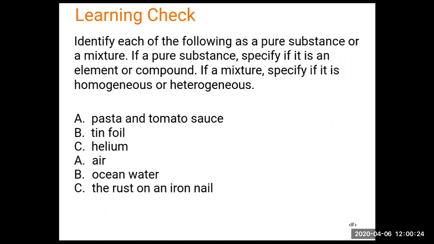Helium is also found in the periodic table. So really, when you want to decide if you have an element or not, you want to have the periodic table before your eyes. And so helium is an element found in the periodic table on the upper right corner. It's He. Helium is a noble gas made of just helium atoms, so that's an element, a pure substance and an element.